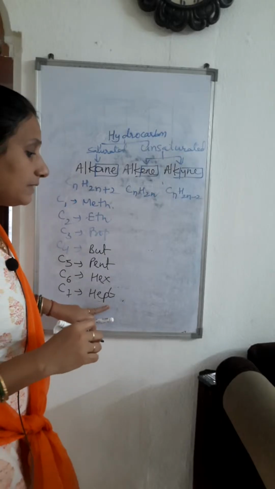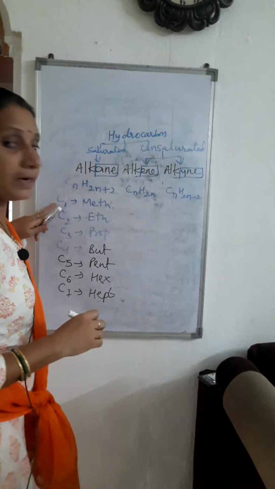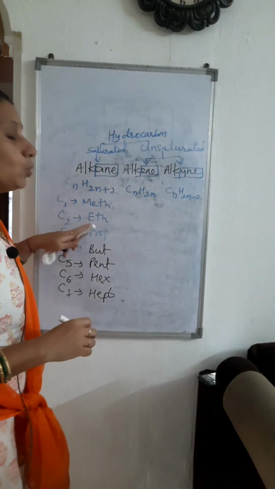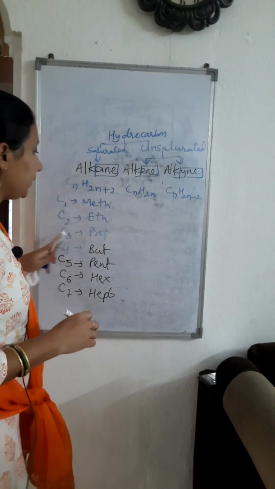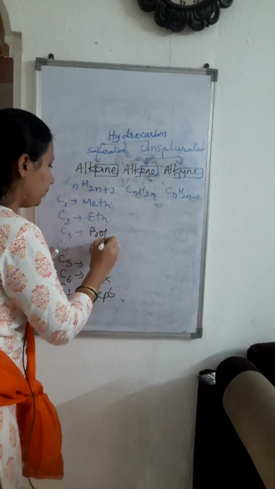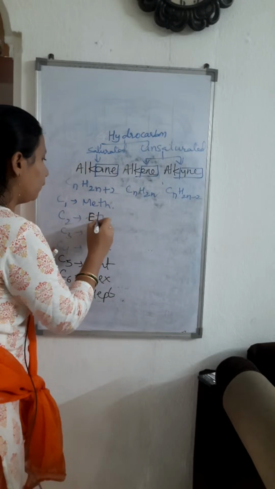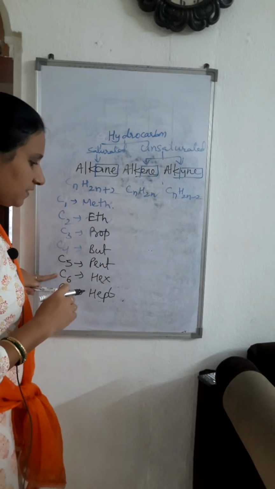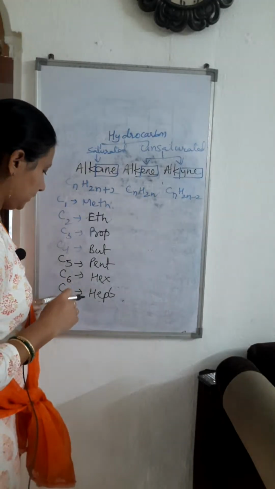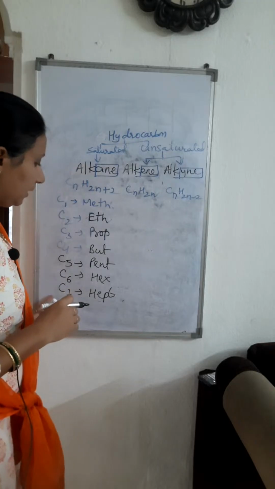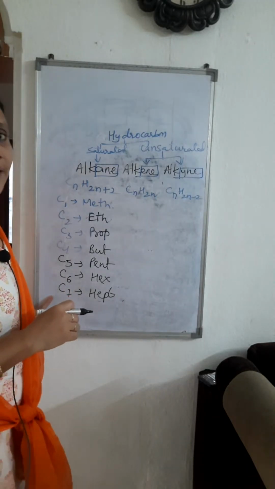So concentrate till 7. If there is 1 carbon, we call it meth. If there are 2, eth. If 3, prop. If 4 are there, but. If 5 are there, pent. If 6 are there, hex. If 7 are there, hept. This is what we got as namings as per the number of carbon.